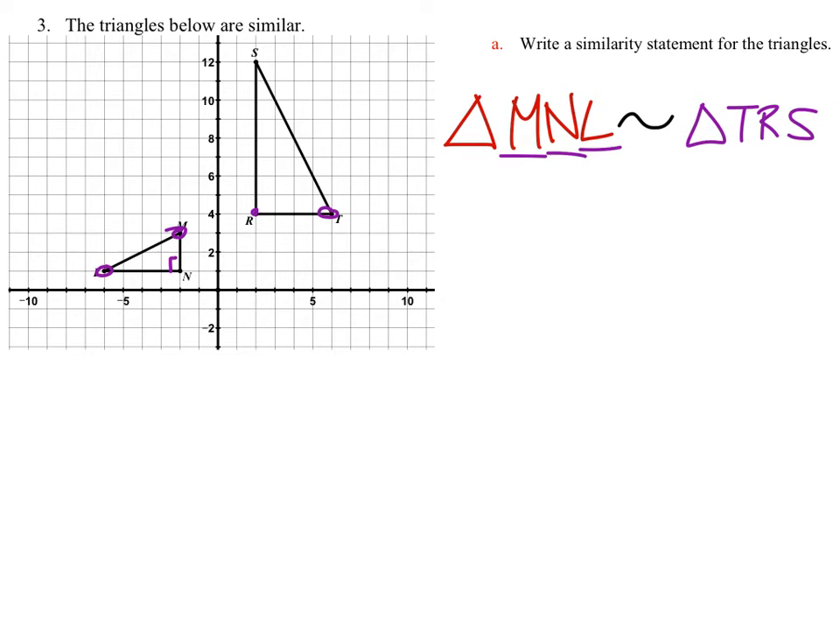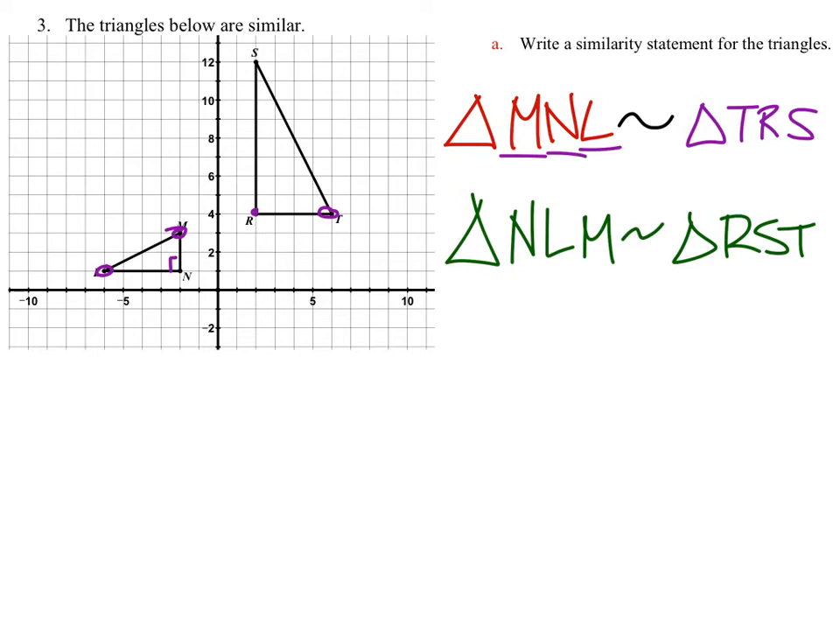You could have listed these differently. For example, if you wanted to, you could have said that NLM is similar to triangle RST. So the order only matters in that the corresponding vertices are in the same position of the list. Whichever order you put them in doesn't really matter. We can change it up as long as we change it up correspondingly with the other one.